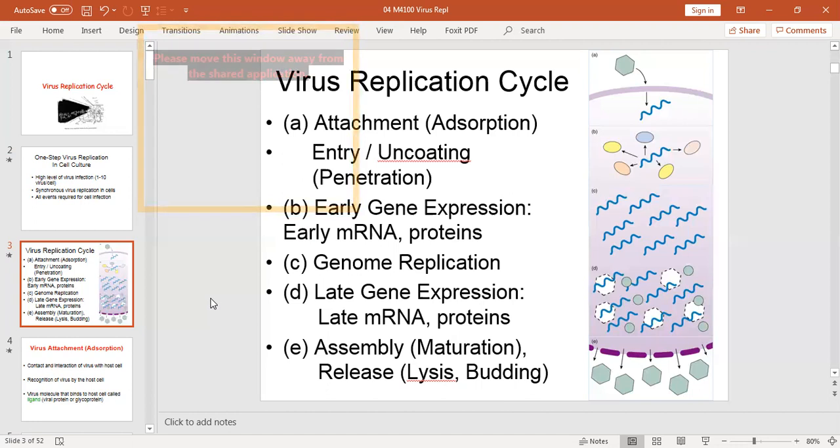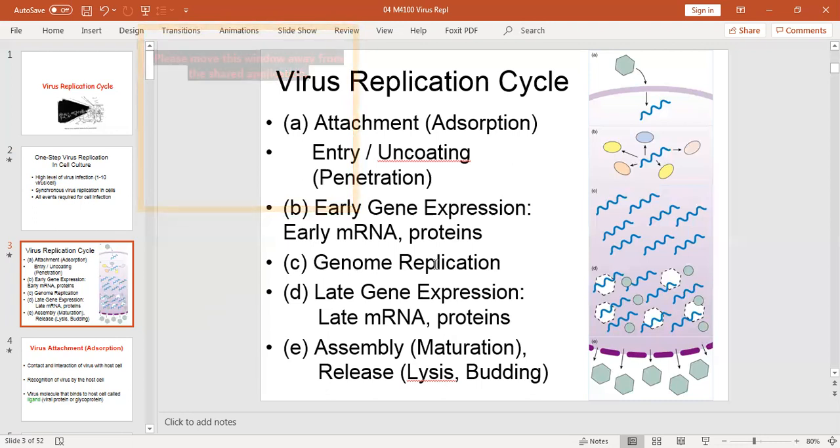We have discussed this before. Through the production of early messenger RNA and translation of these messenger RNAs, viral proteins will be made. These are usually non-structural proteins required for the next step of viral replication. These can be enzymes, polymerases, etc.